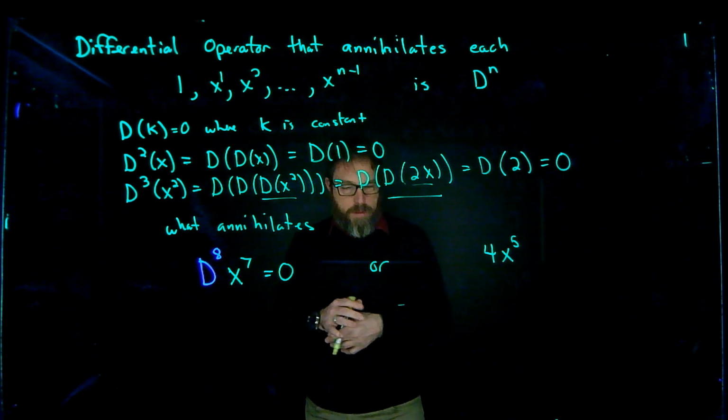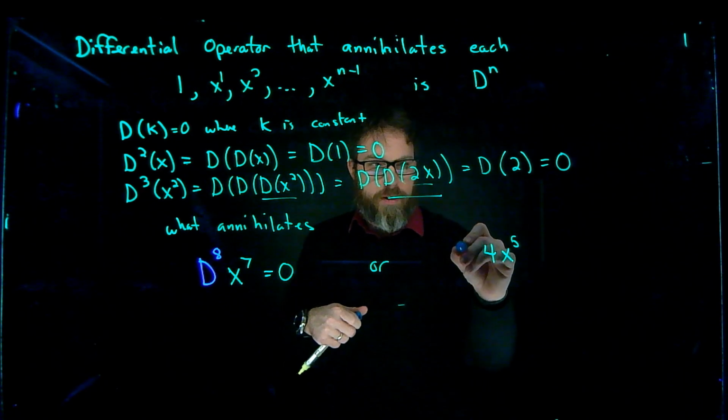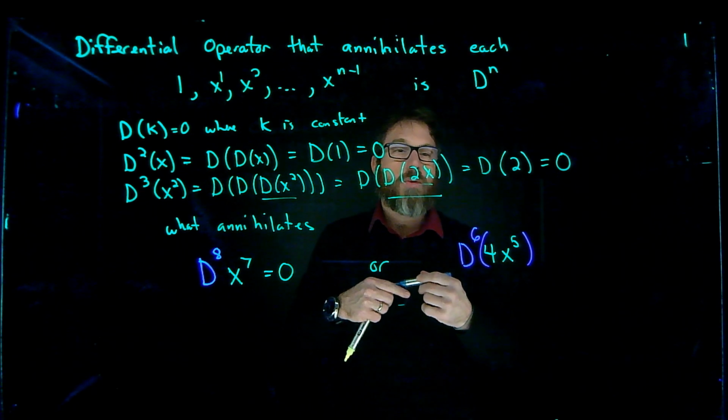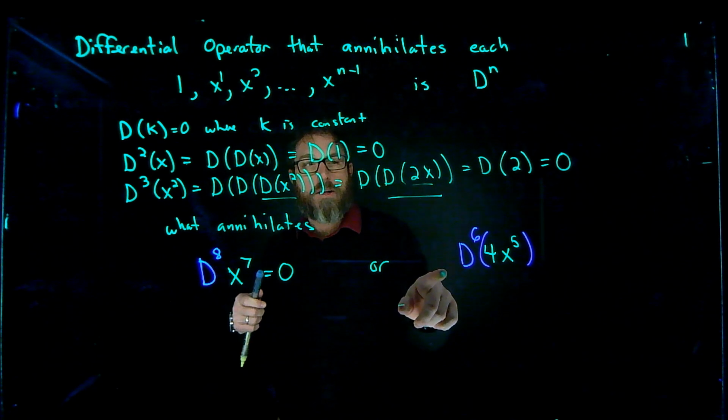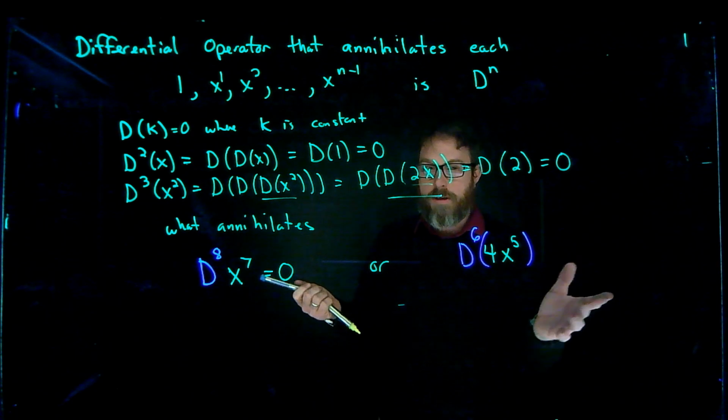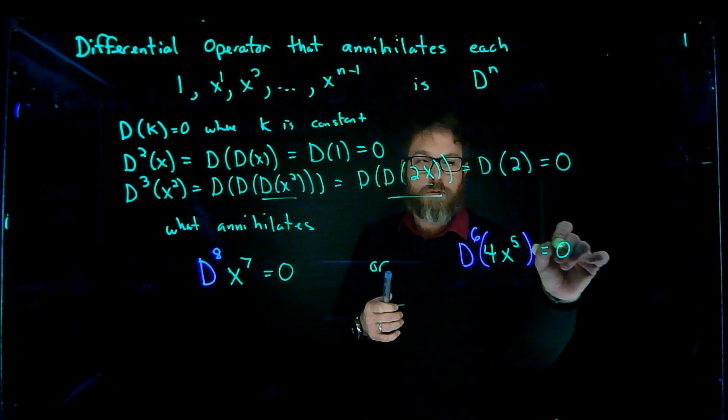Do constants matter? No. This is going to be the derivative to the 6th power of this thing. What I know is I can pull out the 4 if I want to, and then the 6th derivative of x to the 5th will be equal to 0, and 4 times 0 will be equal to 0. So again, this will be equal to 0.